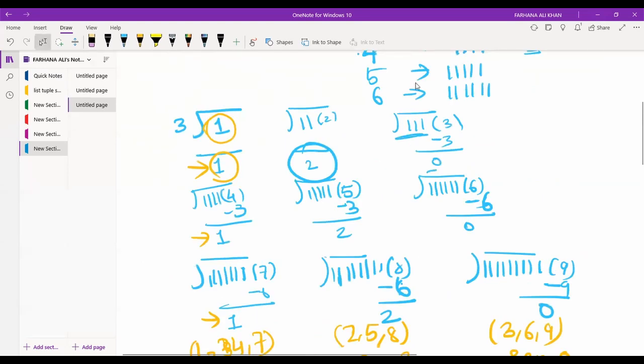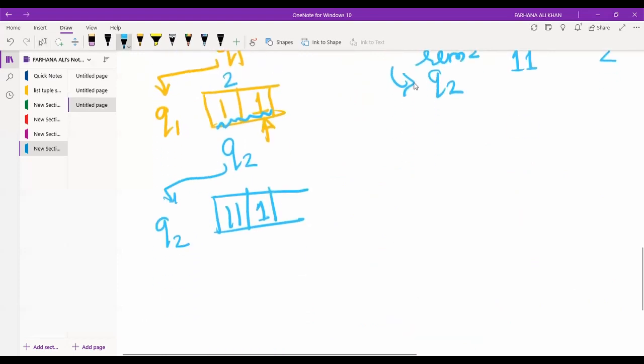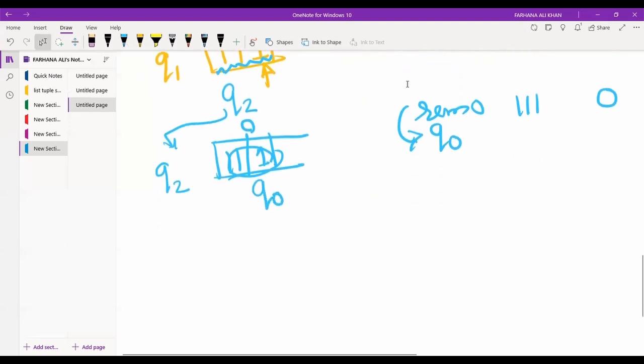So whenever we are having number 3, we are generating remainder 0. So we'll write here remainder 0. Remainder 0, we will give one name in TCS method, that is called Q0. Which string is now represented by Q0? This string, that is triple occurrences of 1. What kind of output is generated? 0, and what is the resultant state? Q0.